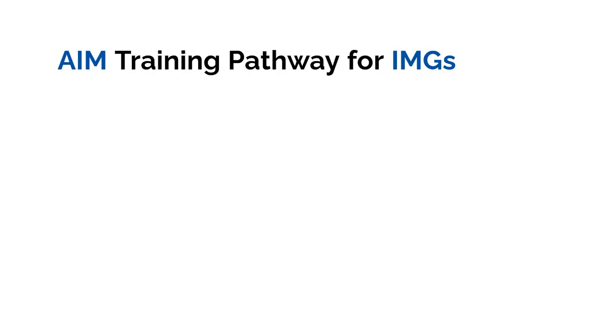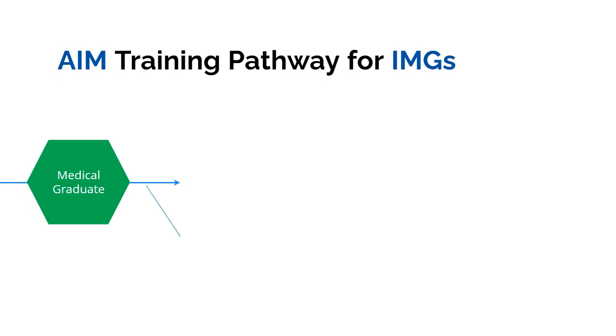So let's summarize the whole training pathway a bit for IMG specifically. Obviously you become a medical graduate first, and then you get full GMC registration. Or you can get provisional GMC registration and join foundation training. So your pathway will be exactly similar to the one shown before.